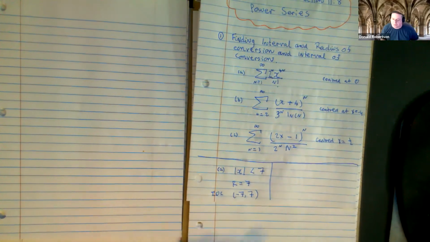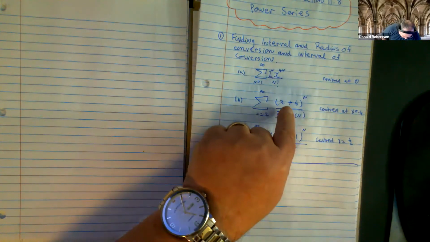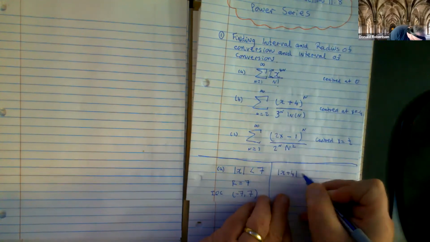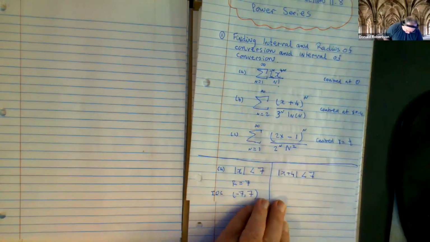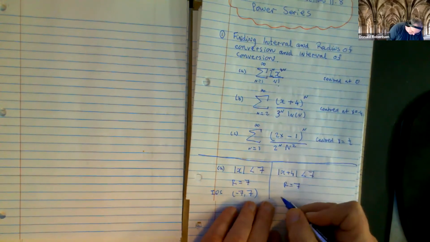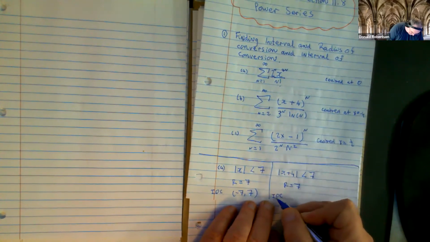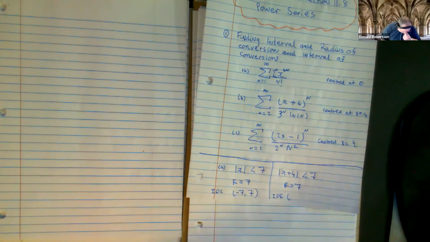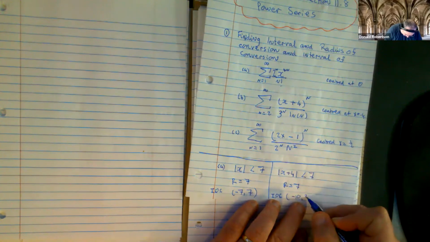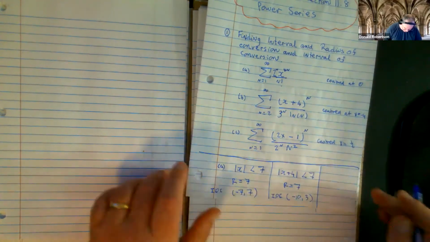But then we test the endpoints. If you do this one, you're going to get a guy who looks like this. And the radius of convergence will be 7. And then we'll get the interval of convergence. That'll be a little bit more awkward to do, but essentially it'll be from -10 to 3. And we can show you later where that came from.